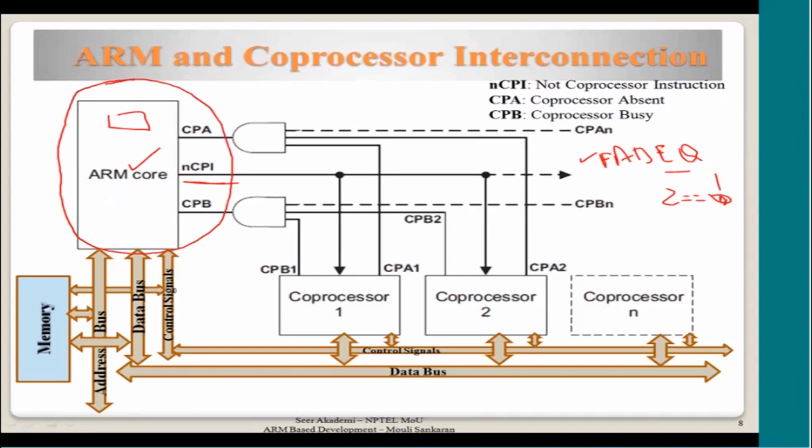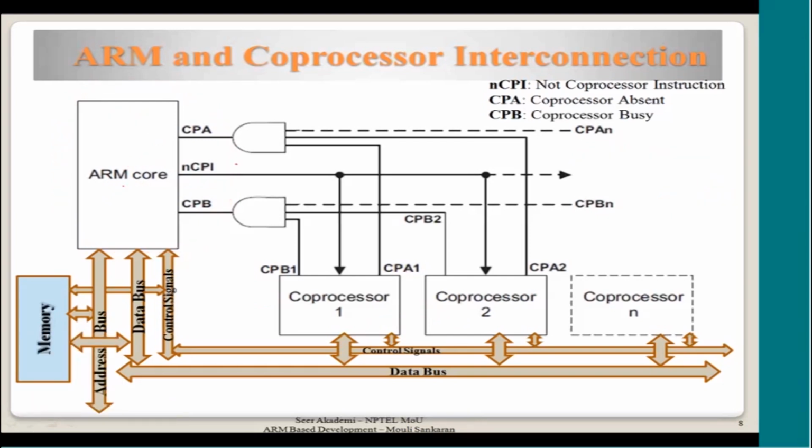They are all coprocessors. They will do the job that ARM expects them to do, but they know how to do the job. ARM doesn't know, but ARM controls what this coprocessor should do, and when they should do it. That is controlled by the NCPI signal.